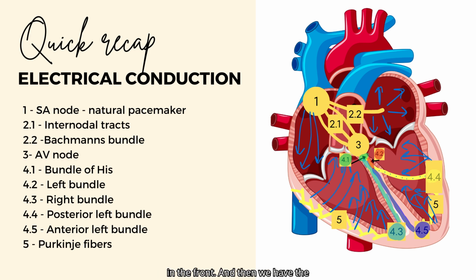And then we have the Purkinje fibers, which is basically the left bundle and the right bundle going all around the ventricles to further transport the signal. And so this is just a quick little recap. However, if you watch my video on the electrical conduction of the heart, you'll get a much more detailed and better explained version, so I highly recommend watching that.